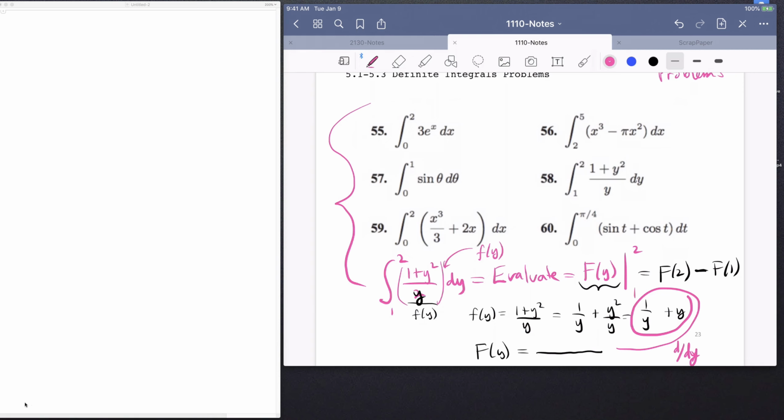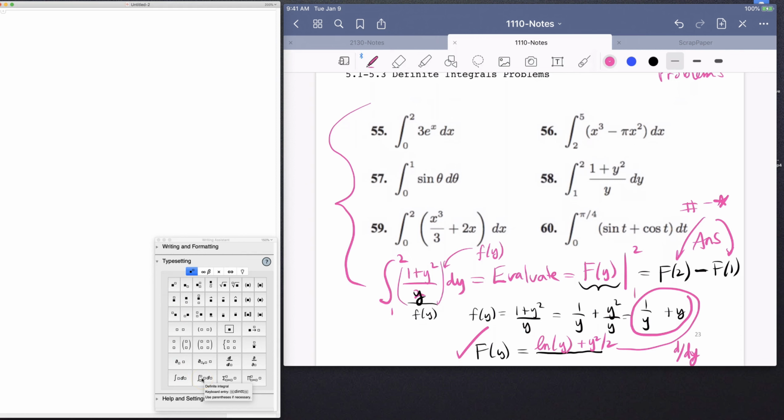We can see here that 1 over y's antiderivative is logarithm of y, because if you took the derivative of logarithm of y with respect to y, you would get 1 over y. And then the antiderivative of y is y squared over 2. So here is your antiderivative function. You would plug in 2, plug in 1 to that function, subtract those two numbers, and then you would get the answer.